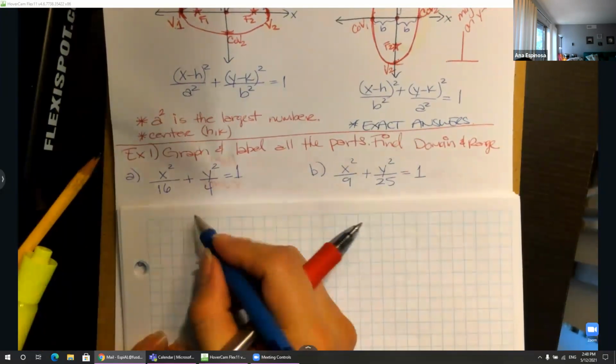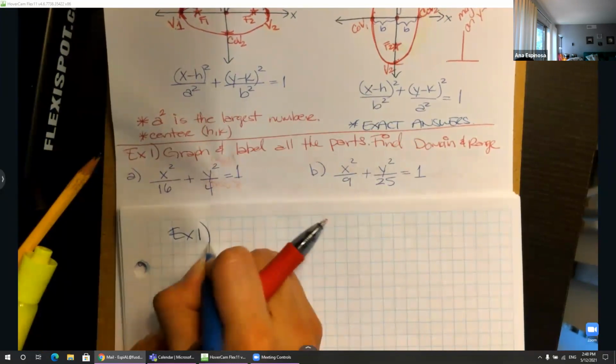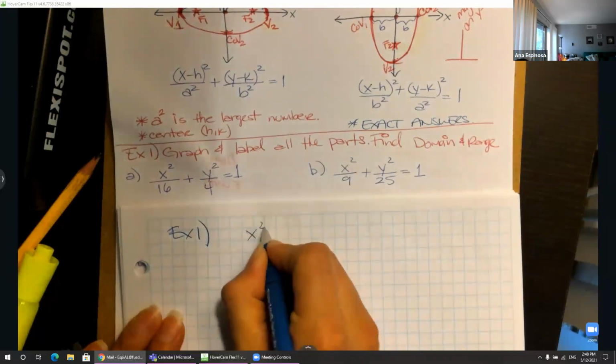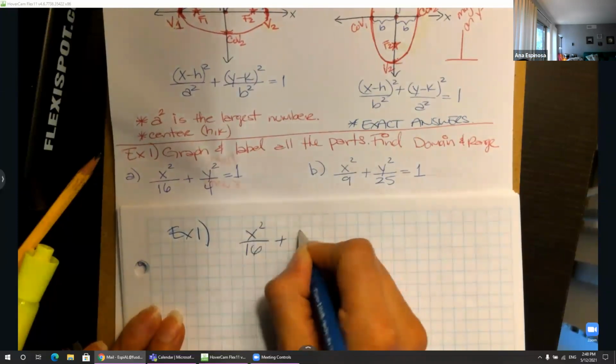All right, graph and label all the parts. So if you were in my class face-to-face, you would have to label every single part. You'd get points off if you didn't. But you're doing this on Pearson, so you get a break.